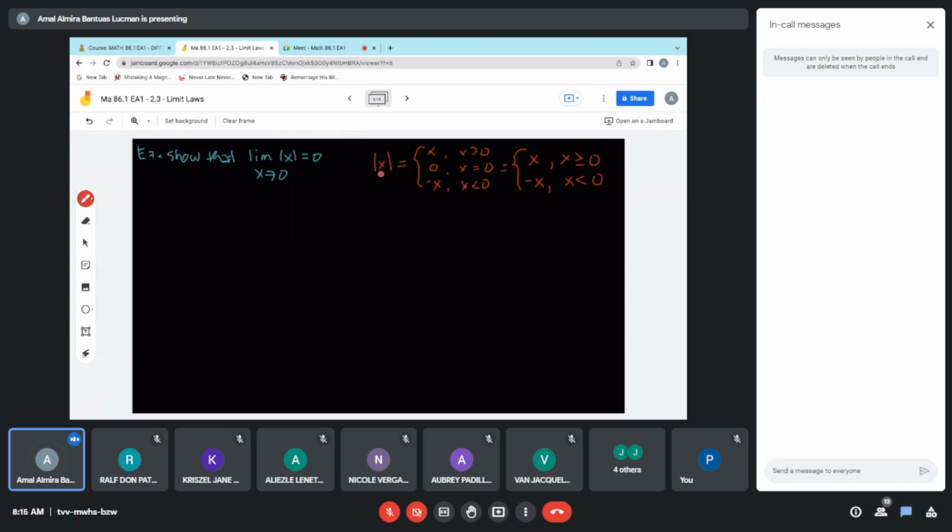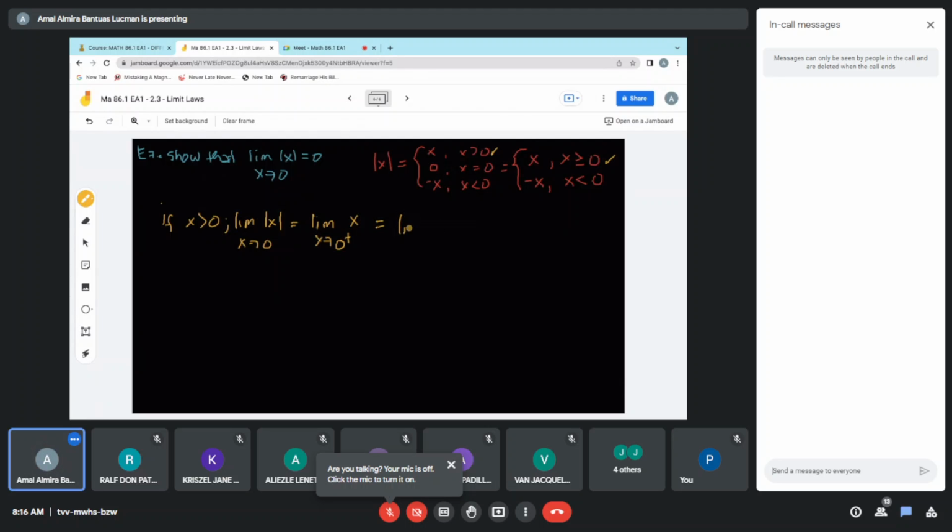So, basta galing absolute value, we have the greater than 0 and less than 0. So if x is greater than 0, what we do is the limit of the absolute value of x as x approaches 0 becomes the limit as x approaches 0 from the right. So meaning x is greater than 0, so what is our function? It would be x.